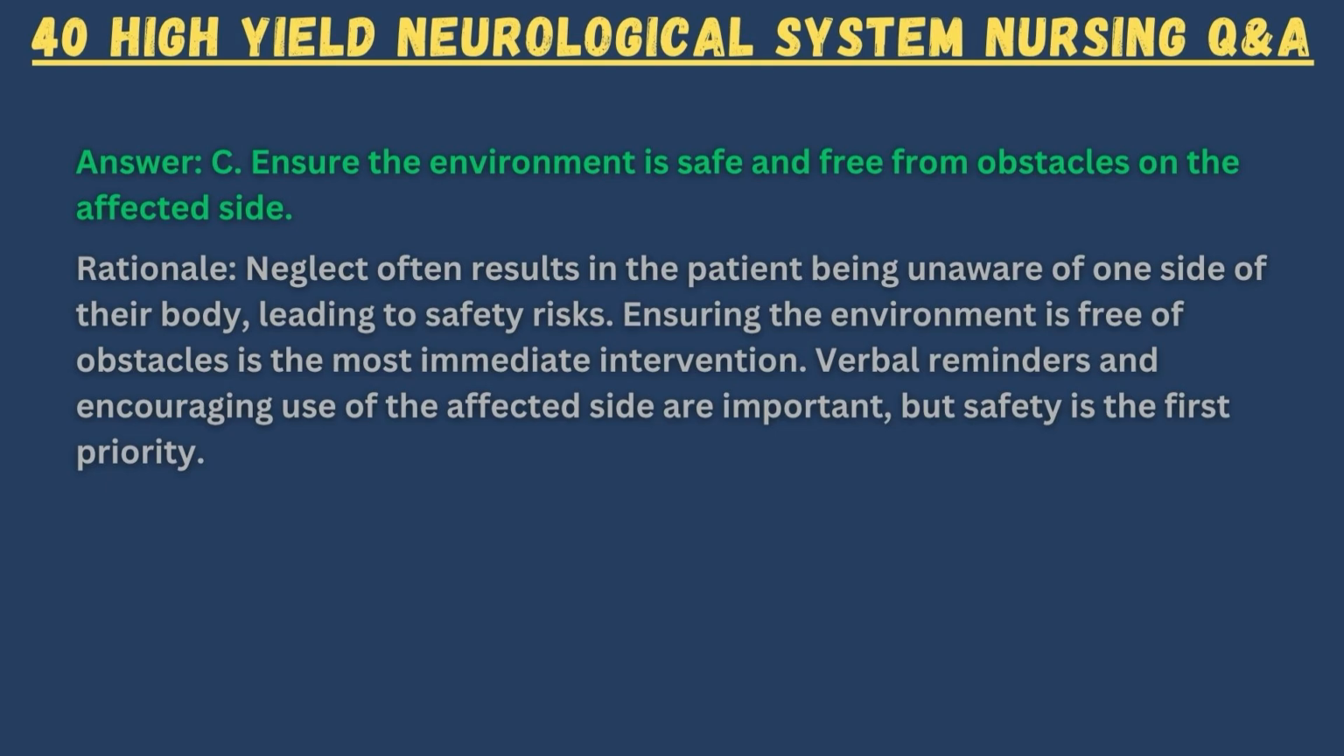Rationale: neglect often results in the patient being unaware of one side of their body, leading to safety risks. Ensuring the environment is free of obstacles is the most immediate intervention. Verbal reminders and encouraging use of the affected side are important, but safety is the first priority.